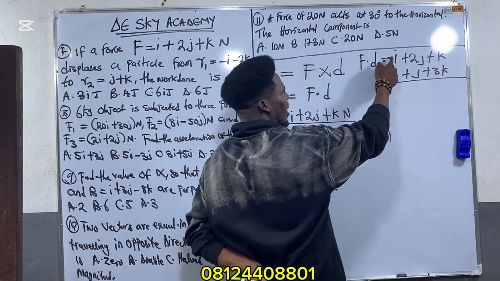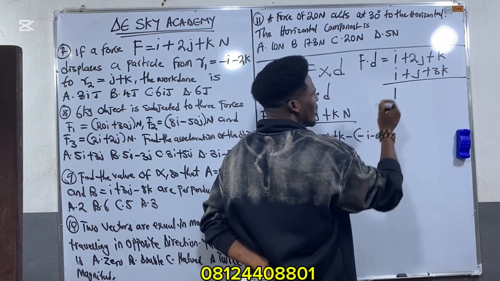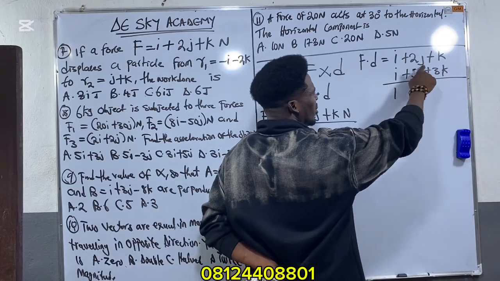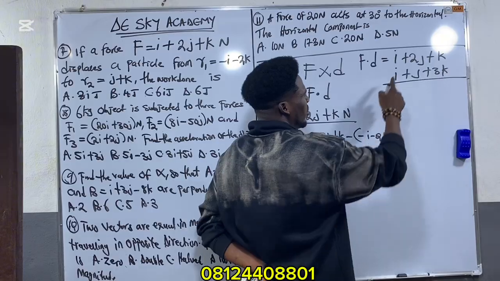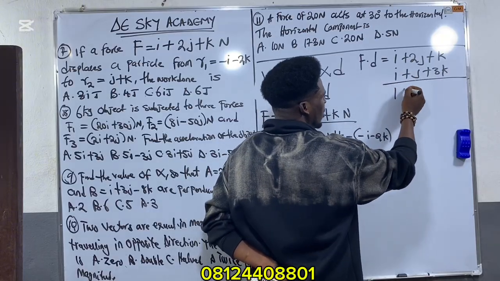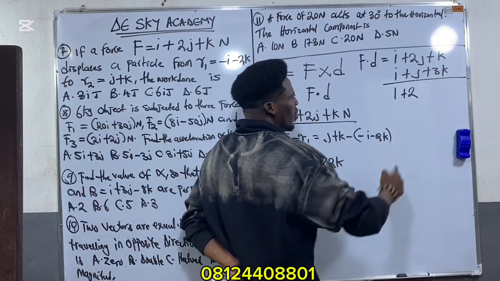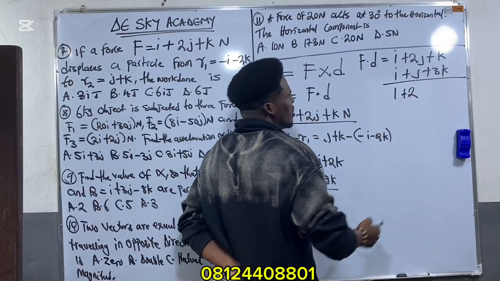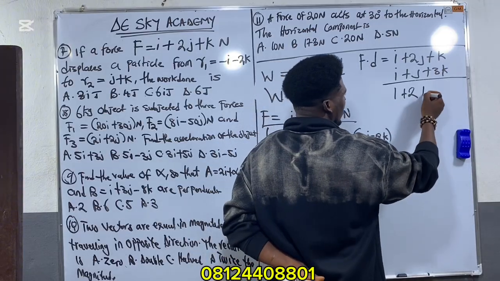What is the coefficient of i here? 1. What of here? 1. So 1 times 1 is 1. What is the coefficient of j here? Plus 2. What of j here is 1. Plus 2 times 1 is plus 2. What is the coefficient of k here? 1. What of here? Plus 3. So I'll have plus 1 times plus 3 is plus 3.